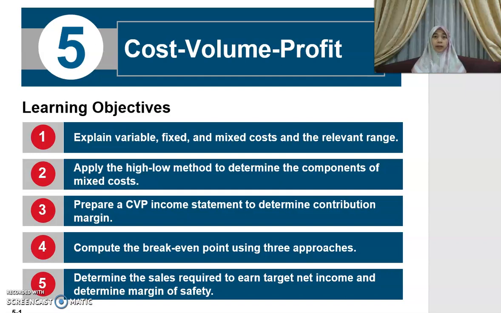Okay, Bismillahirrahmanirrahim. Now let's move to our next topic, that is the cost volume profit analysis, or in short it is called the CVP analysis.